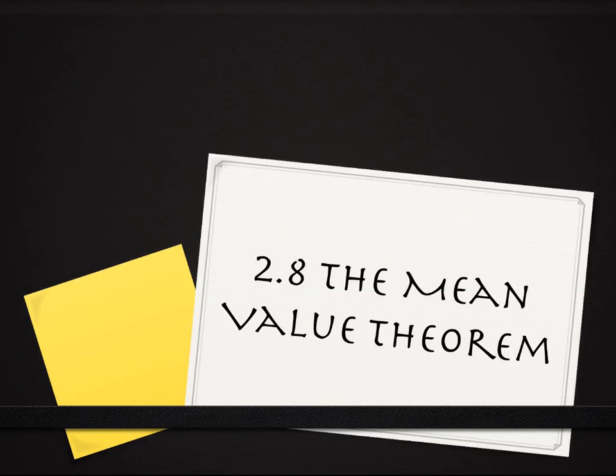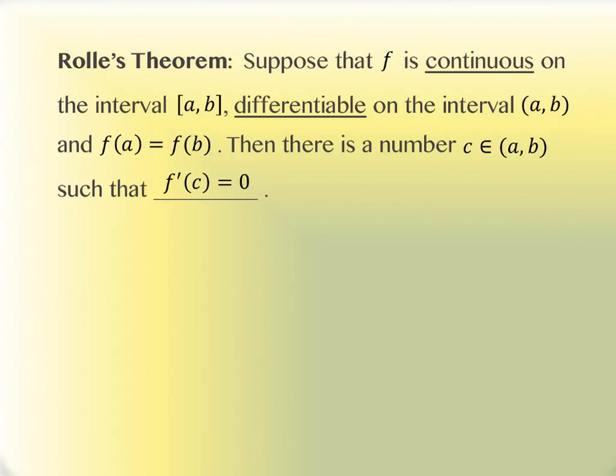2.8 is our last section in chapter 2. This one is called the mean value theorem. And a preliminary theorem to that is actually Rolle's theorem. So Rolle's theorem says the following.